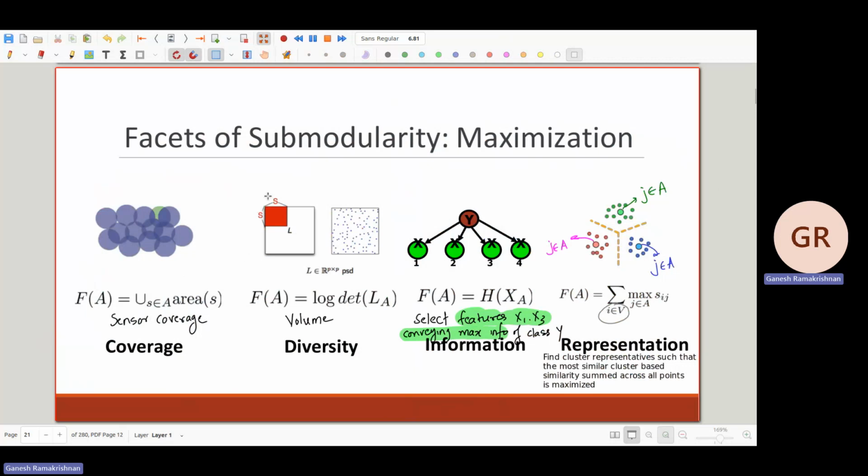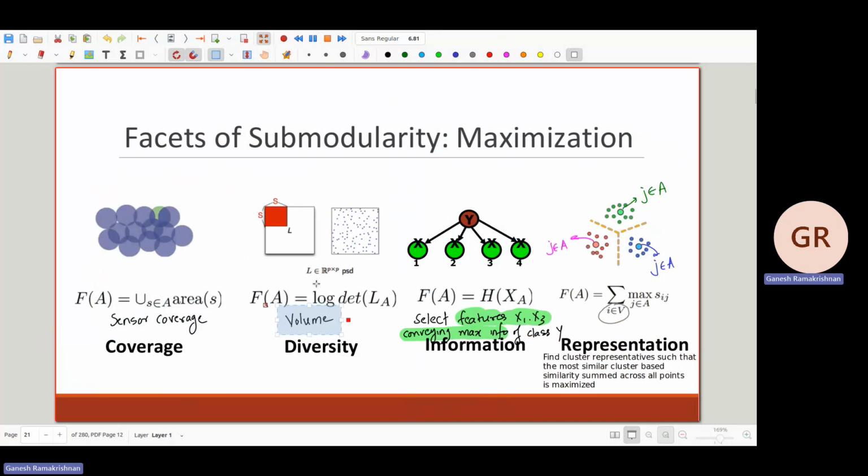Diversity here, let's say I'm trying to find a bunch of points. Which point should I select? If I want to maximize diversity, to maximize coverage, how would I measure the maximization of diversity? Through volume. I'll pick a bunch of points, find the tightest bounding polyhedron for those points, and I can measure the volume of those points.